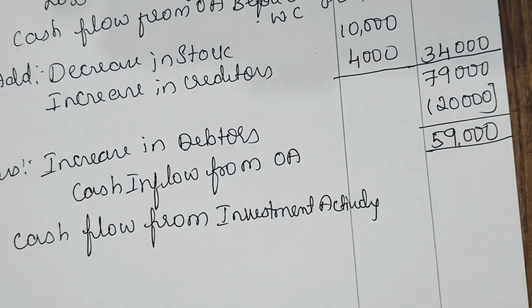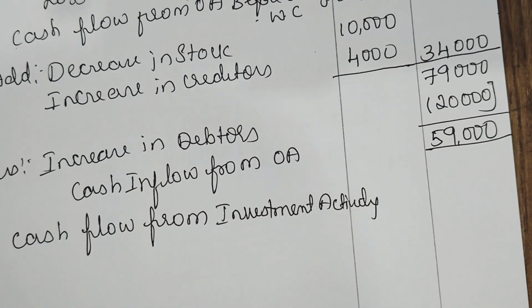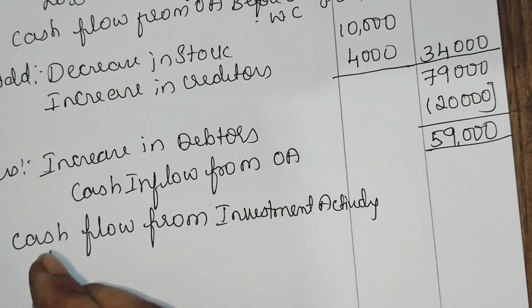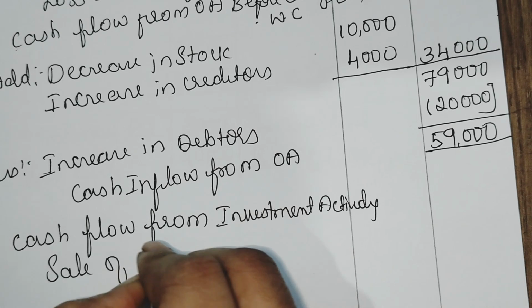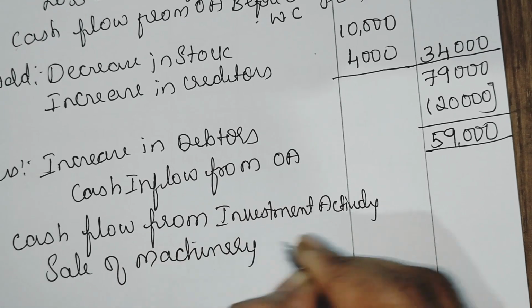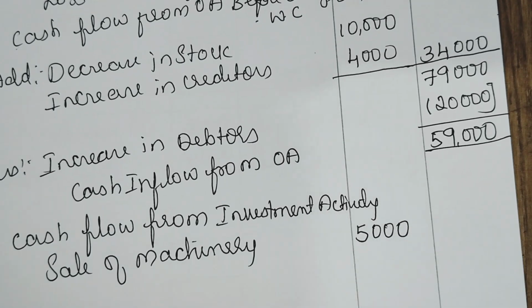Investment means purchase, sales, right? Any investment made, and dividend received, interest received, all this comes under the investment activity. There is sale of machinery. Sale of machinery means cash is coming into the business, so it is add 5,000.